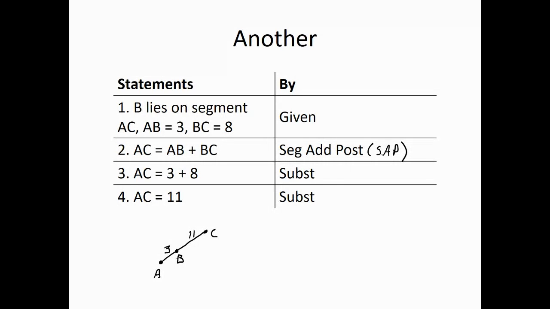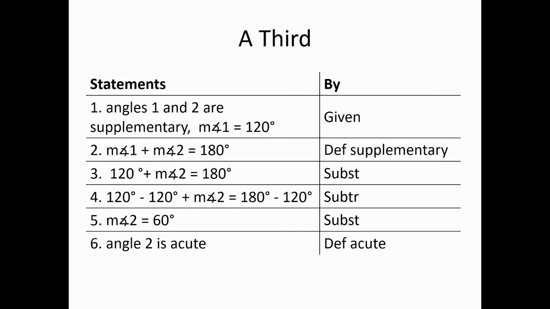And then look at line number 4. It does obviously follow from line number 3. 3 plus 8 does equal 11, and that's just simplification, right? We replace 3 plus 8 with 11, so that's substitution again. When you do algebraic work, substitution is very common. All right, so here's a third. We know that angles 1 and 2 are supplementary, and we know that the measure of angle 1 is equal to 120 degrees. Now, we could draw a diagram in this case, but I don't think it's really necessary because this is mostly just algebra.